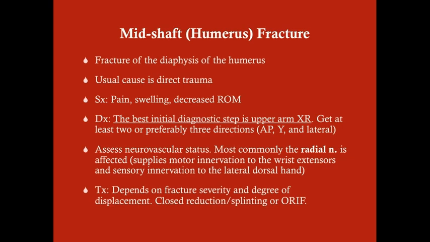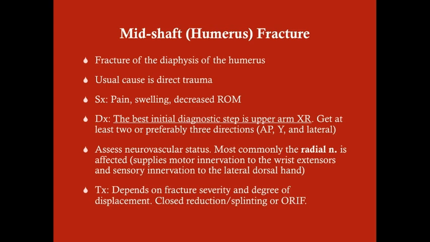However, what is the nerve that is traveling around the humerus that would be most likely to be affected by this midshaft fracture? Remember the radial groove? The radial nerve travels very, very closely and intimately with the humerus. And so, anytime you get a midshaft fracture, the radial nerve is what we are concerned about. So the radial nerve supplies motor innervation to the wrist extensors, and it supplies sensory innervation to the dorsum of the hand, more particularly the lateral dorsum of the hand.